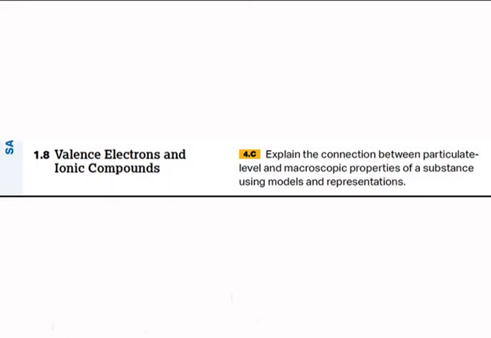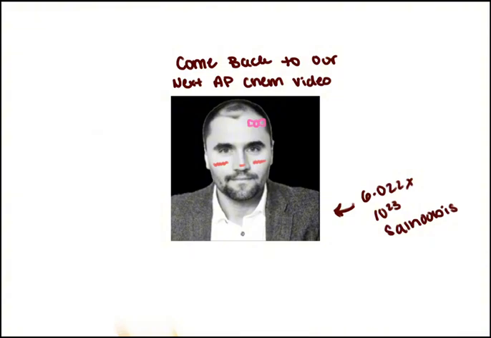Valence electrons explain why elements behave the way they do, why the periodic table is organized the way it is, and how atoms prepare to form compounds. Next, we will see how valence electrons lead directly to the formation of ionic compounds.